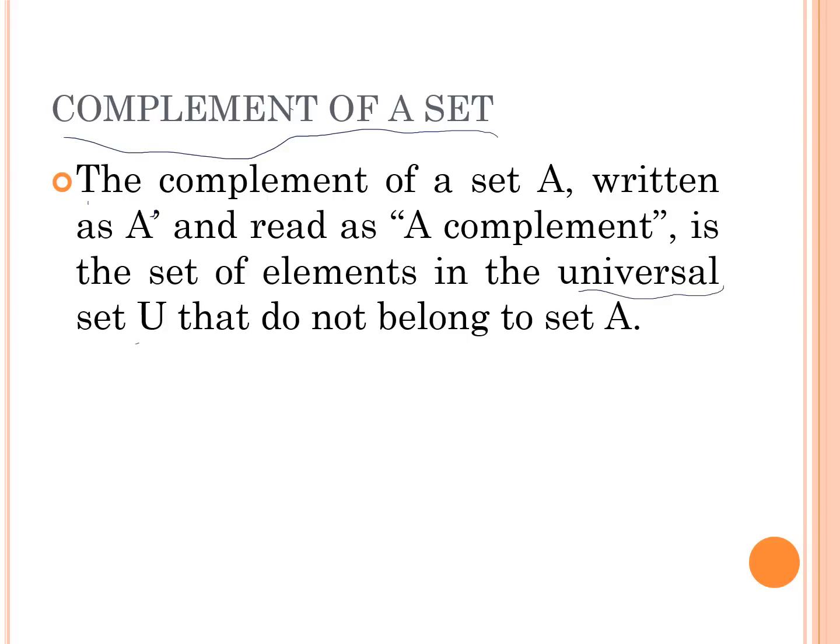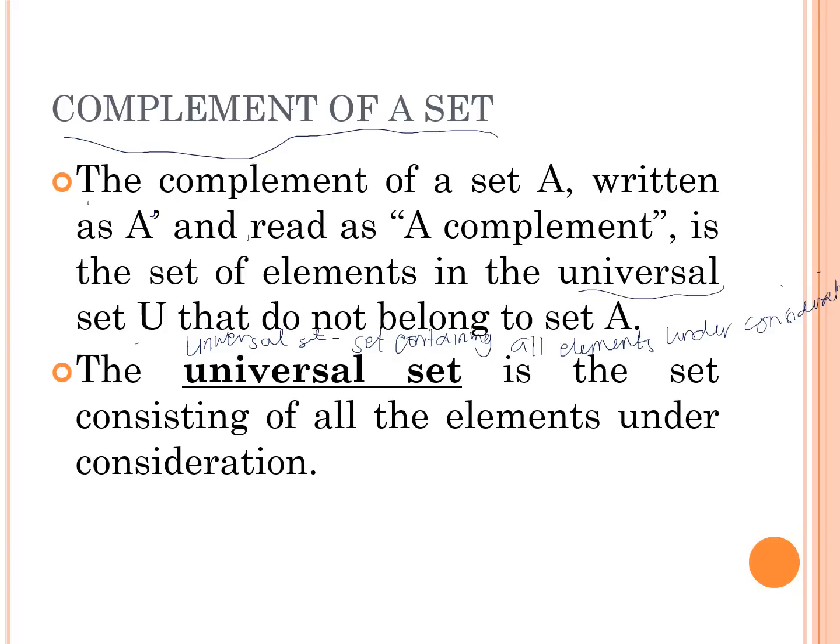Let us first define what is a universal set. A universal set is the set containing all elements under consideration. Okay, so it contains the overall number or all of the elements that we are considering in a case, or in a certain problem. Here it is. The universal set consisting of all the elements under consideration.